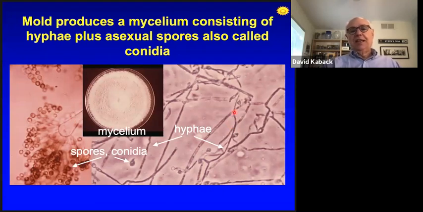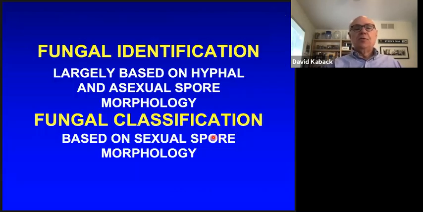When I look at this, I have to look at more because almost every fungus has hyphae that look pretty similar. So the hyphae don't enable us to tell what kind of fungus it is. We have to look more at the spore morphology. So fungal identification, when we're looking at clinical samples, is largely based on the hyphal and asexual spore morphology. On the other hand, fungal classification, how we classify these for phylogenetic purposes, is based on their sexual spores.